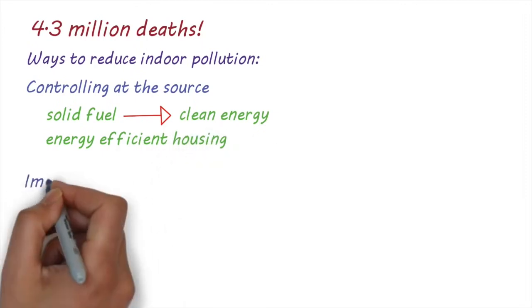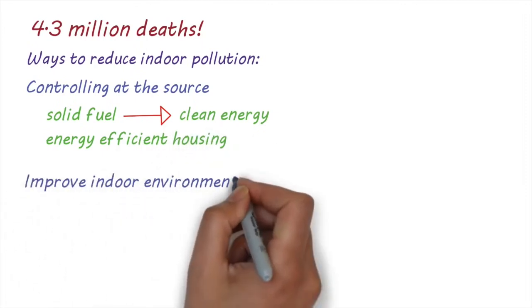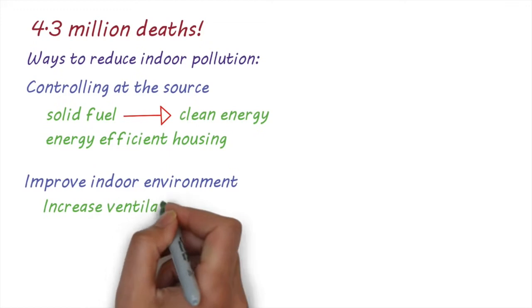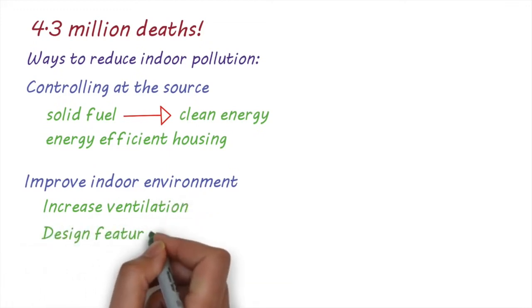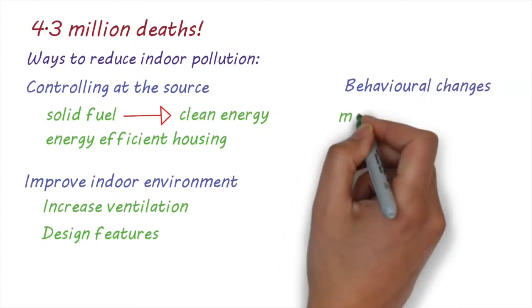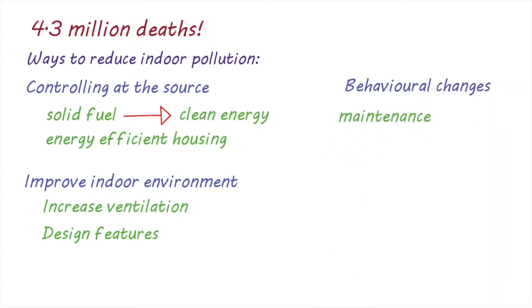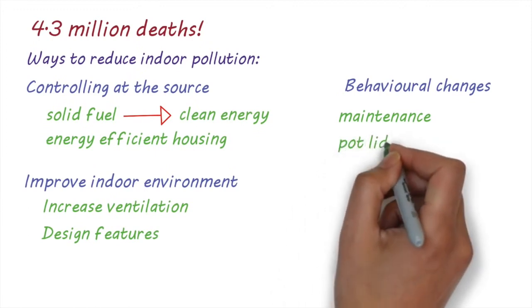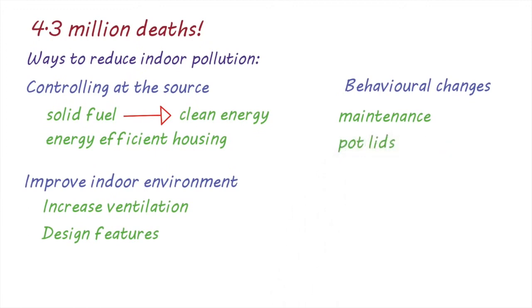Making improvements to the indoor environment. This may include increasing ventilation through windows or chimneys, or other design features like having the kitchen separate from the house. Behavioral changes like properly maintaining stoves and chimneys can reduce the accumulation of pollutants. Exposure to indoor pollution can also be reduced with actions such as using pot lids to conserve heat and minimize cooking time.